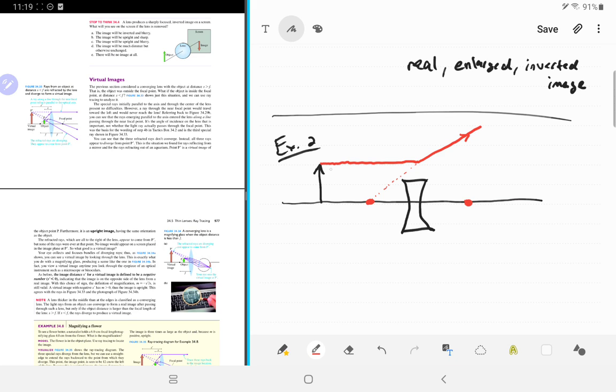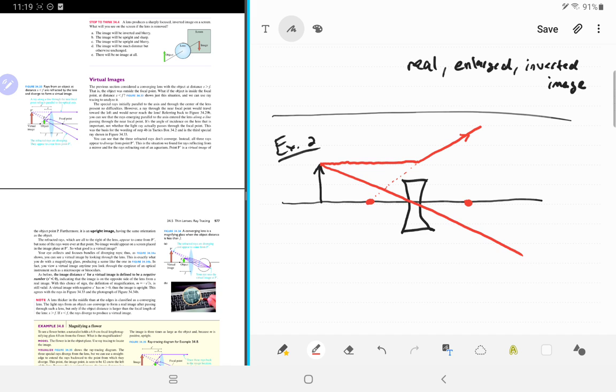And then another one that we could draw is the light ray that goes through the center of the lens, and that just passes through unaffected. So if I could draw this, there we go, a little better. That's a little straighter. So that passes through the center right there.